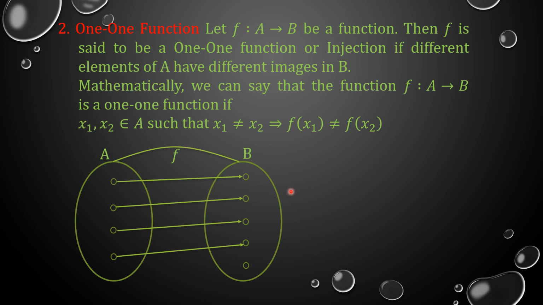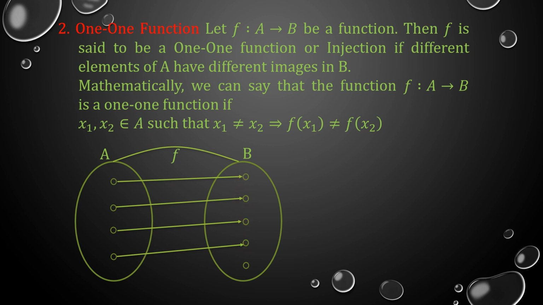Why is this function one-one? Because you see in the codomain set, for this first element, it has only one pre-image. Similarly for this element, only one pre-image. This element, only one pre-image. This element also has only one pre-image. So ultimately we can say that different elements of the set A have different images in the set B.